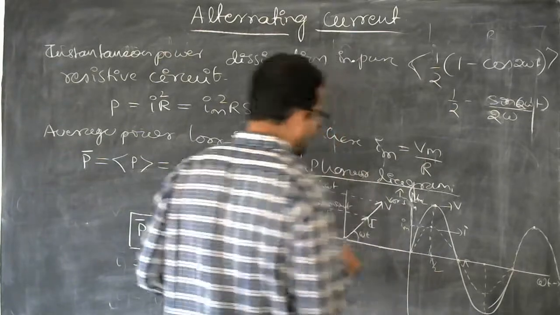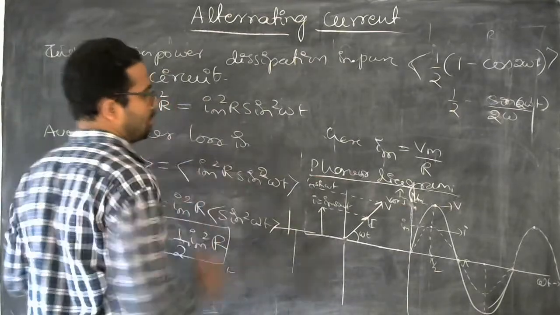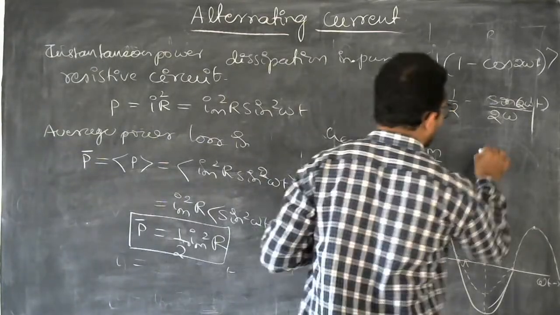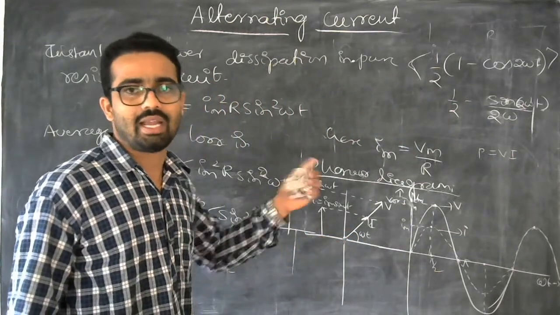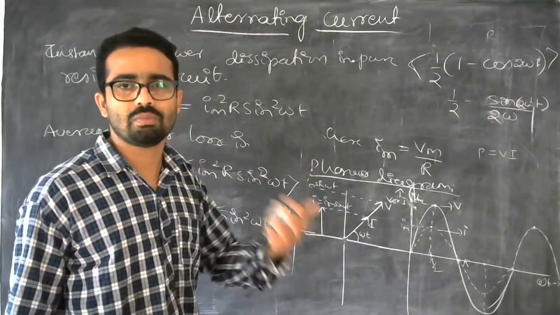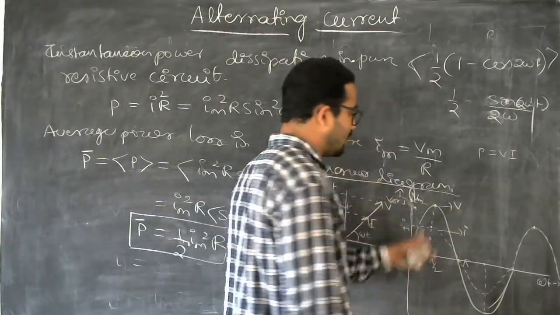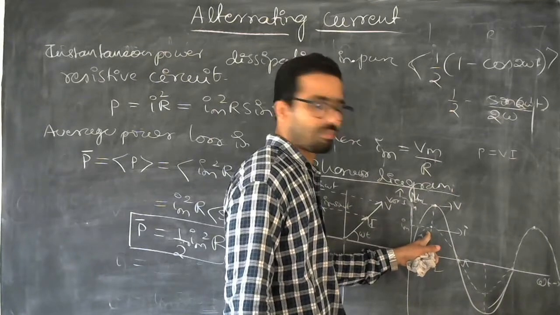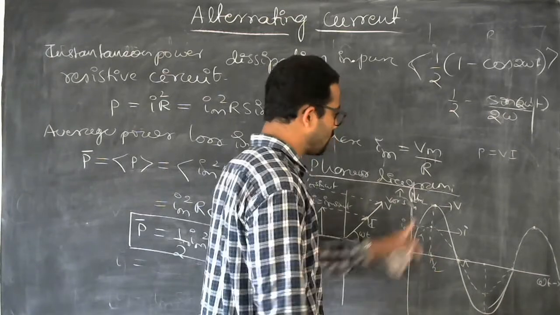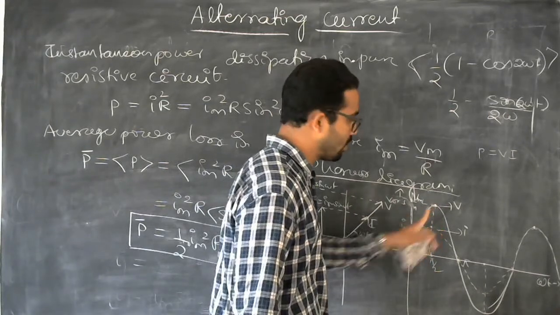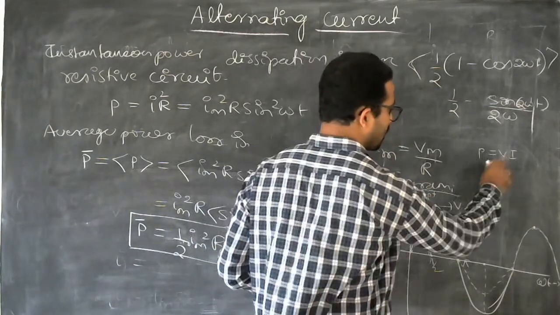Now let us take two graphs, this I and V, and also let's take the equation, power equal to voltage times current. You can use that equation or you can use this equation. I hope that you already know it. See here, current is increasing, so current should have a positive value. Voltage is also increasing, so it should also have a positive value. So here P will be positive.